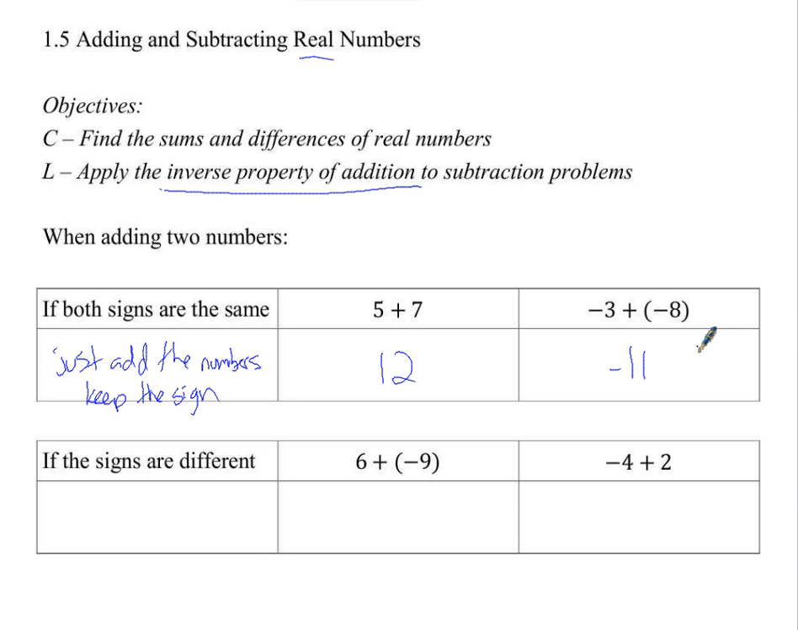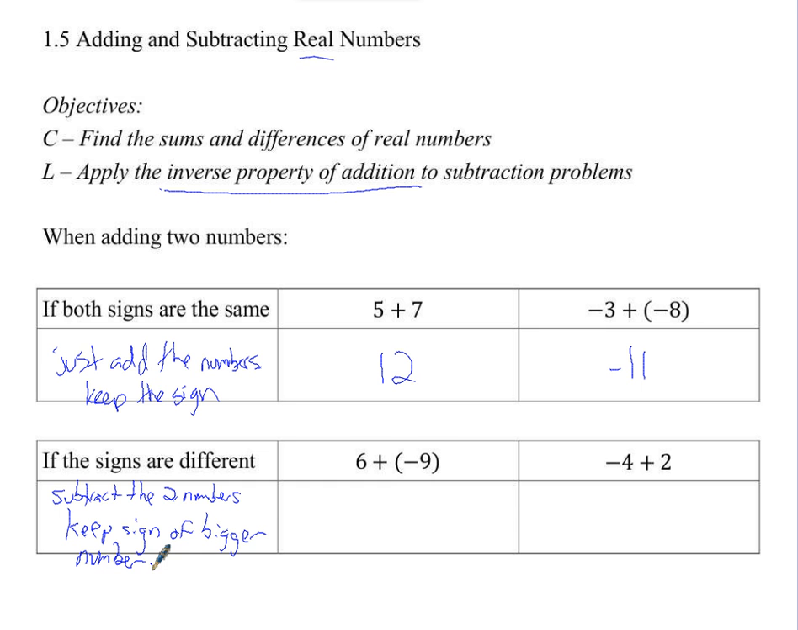If the signs are different, so in our examples we have 6 plus negative 9, over here negative 4 plus 2. If the signs are different, you will subtract the two numbers. And then keep the sign of the bigger number. So there's two parts to these problems. You need to see which number is bigger, and then subtract the smaller number from the bigger number, and then keep the sign of the bigger number.